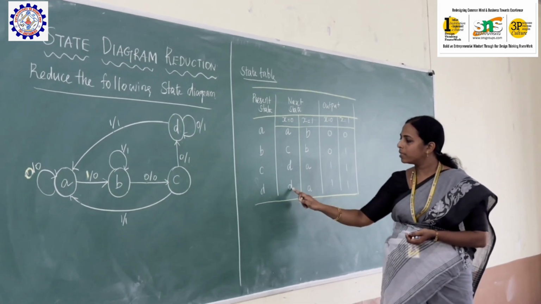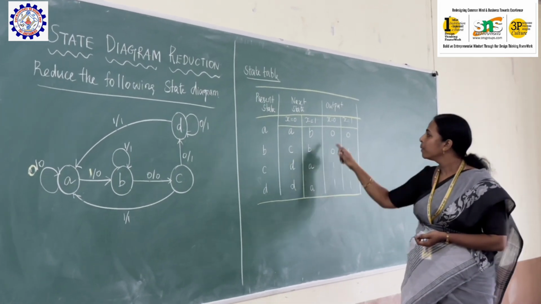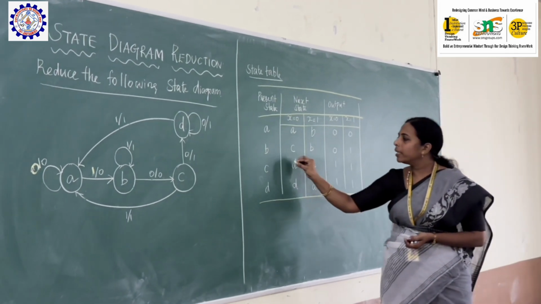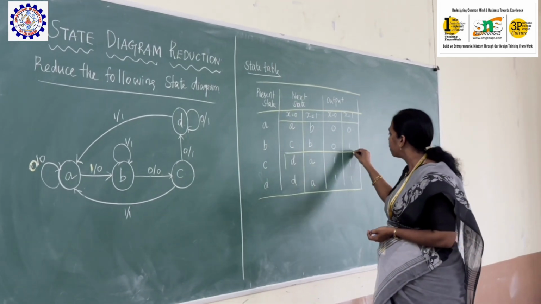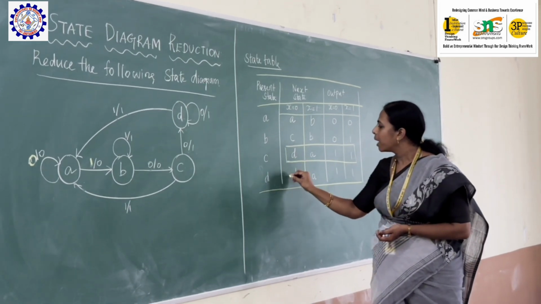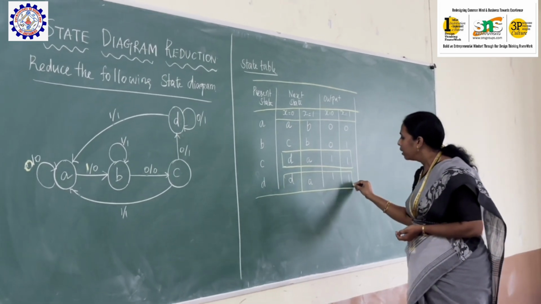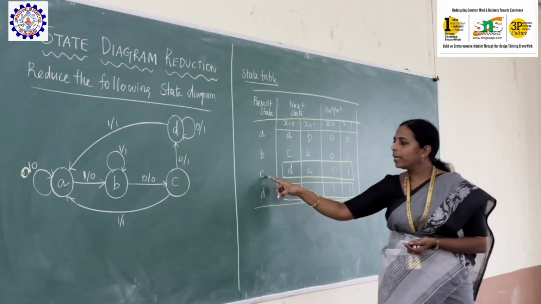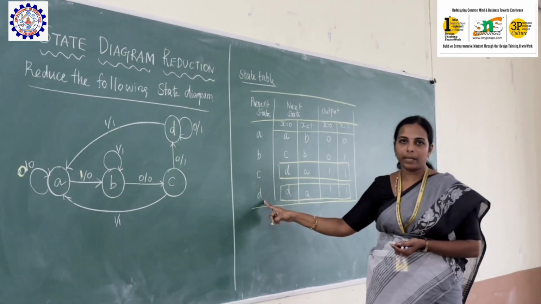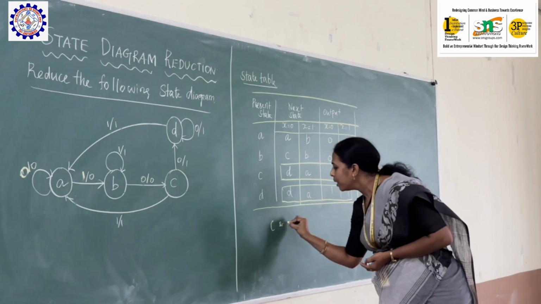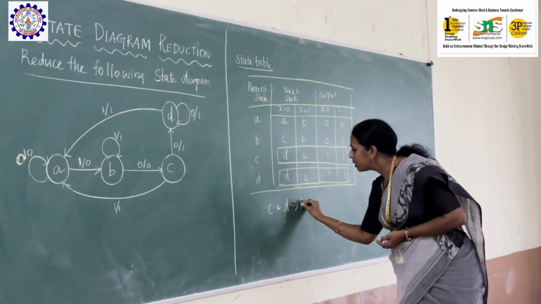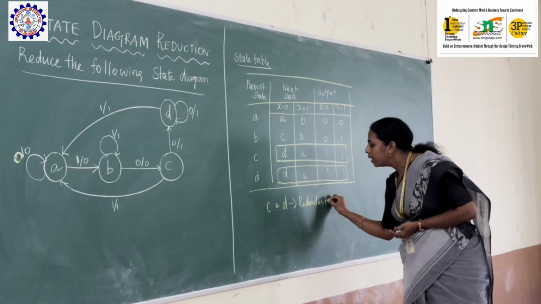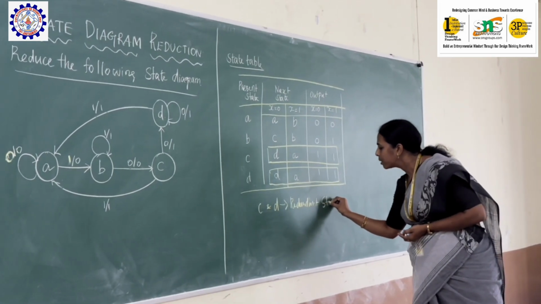When the present state is D, again the next states are D and A. Outputs are also same, 1 and 1, 1 and 1. So see these two, that is when the present states are C and D. The next states and the outputs are same, and so C and D are called the redundant states, right? C and D are known as the redundant states. So these redundant states can be eliminated in order to reduce the state diagram.